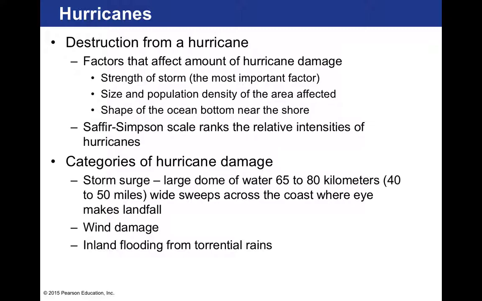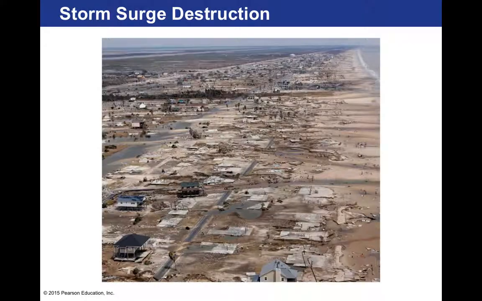If you ever hear a weather report where they talk about storm surge, this is a large dome of water that sweeps across a coast when the eye makes landfall. That could do a lot of damage because some areas near the coast aren't reinforced for this surge. You can also have wind damage, and you can have inland flooding from torrential downpours.